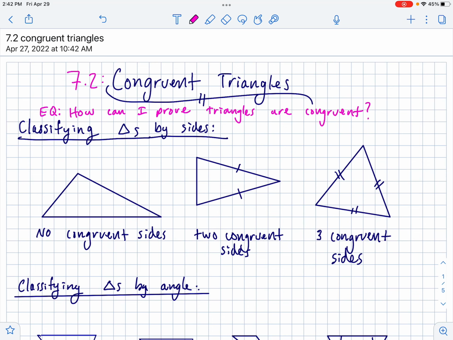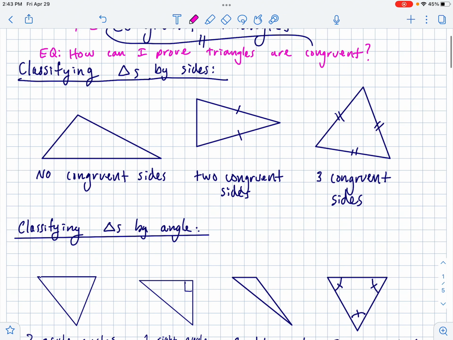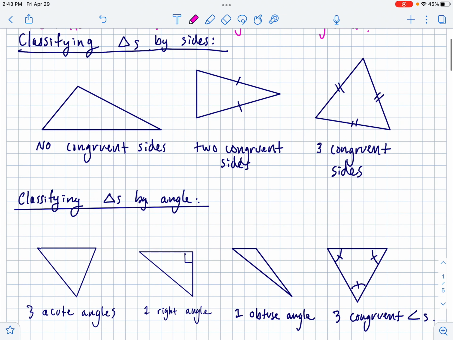So by the end of the lesson, we're going to learn a bunch of different ways you can show that two triangles are congruent to each other. Before we get into any of that, I do want to talk about classifying triangles, either by their sides or their interior angles.